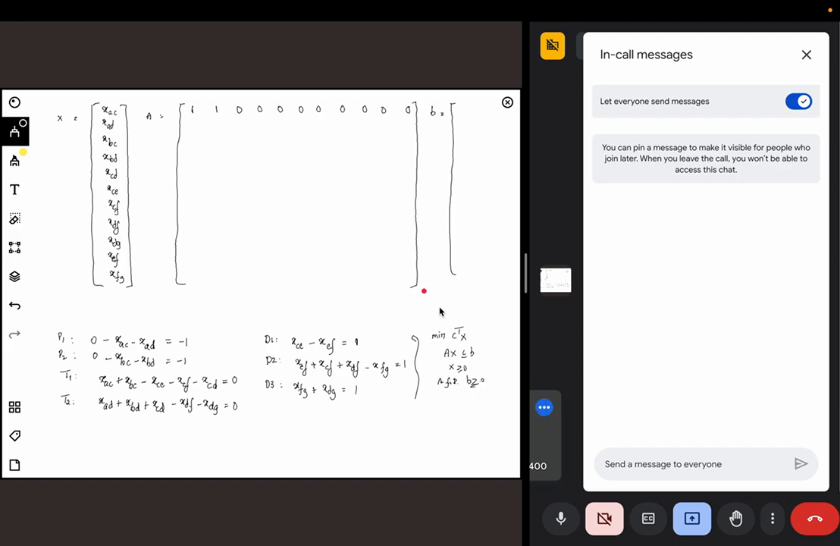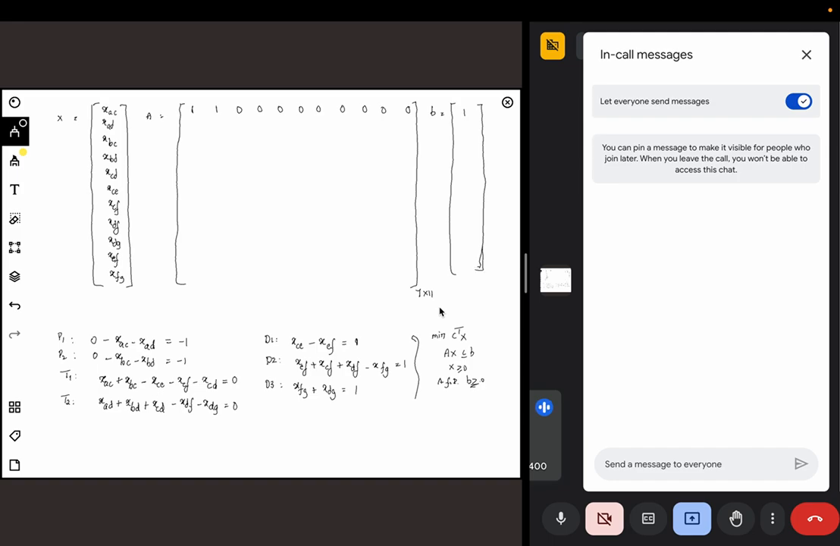And how many rows? No, no, how many equations do I have? 1, 2, 3, 4, 5, 6, 7 equations. This will be a 7 by 11 matrix. B here is 1, so this is just the first element of them.